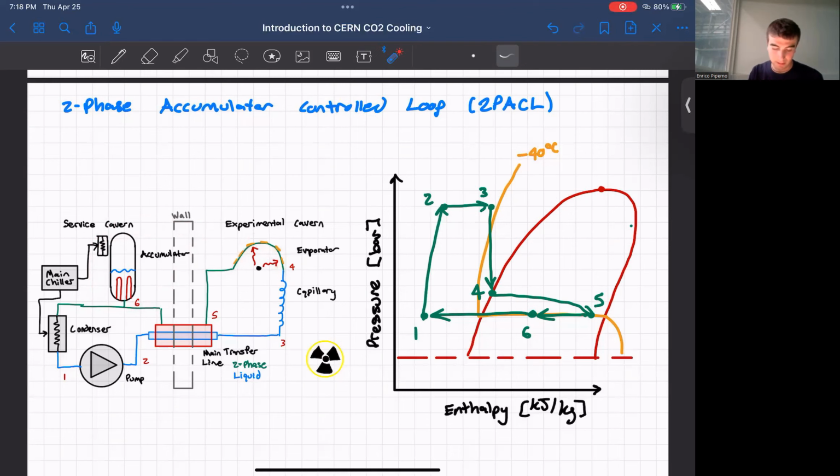The reason why there's the accumulator along this loop is to control the temperature along the evaporator. Because we're in two-phase, by controlling the pressure of the vessel, we are actually controlling the temperature along the evaporator. So since here we have lines of equal pressure and lines of equal temperature, by adjusting the pressure, we can actually adjust the temperature. So the pressure inside the accumulator can be increased by using heating rods and decreased by cooling it down with the aid of the main chiller.